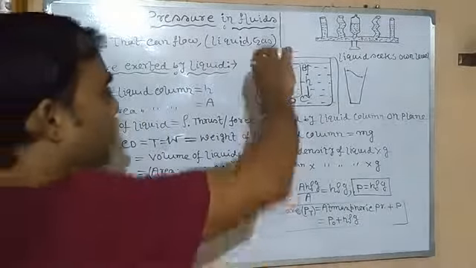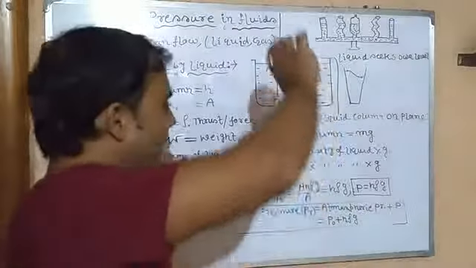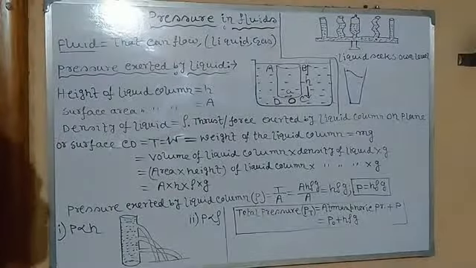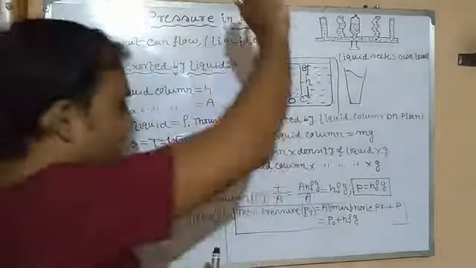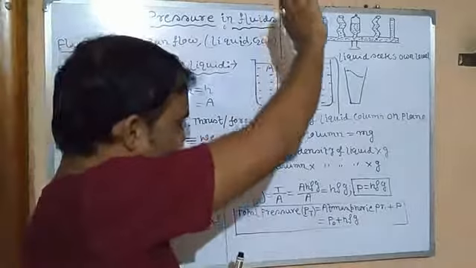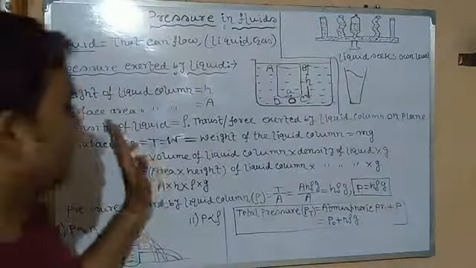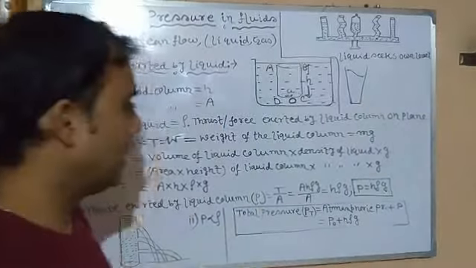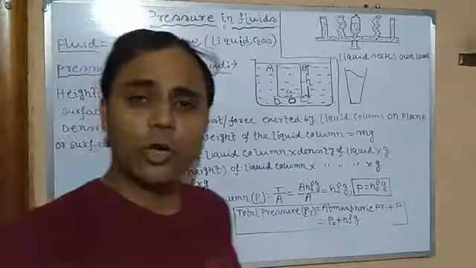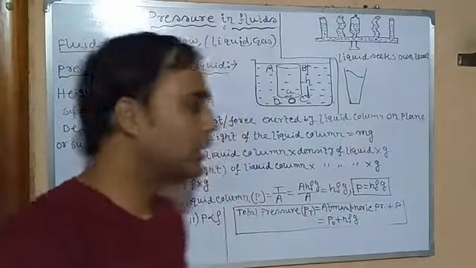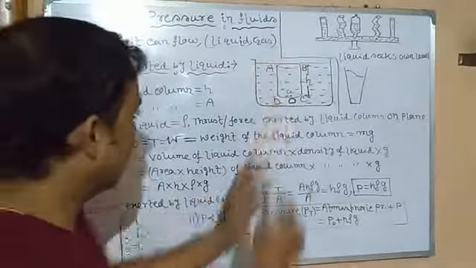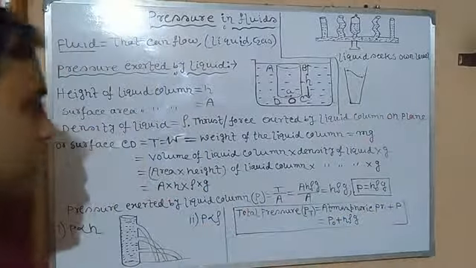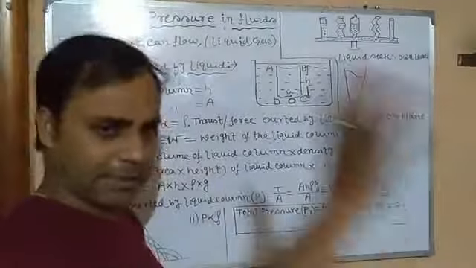So it obviously has some weight. Due to its weight, it will exert some thrust or force on the plane CD. This is called thrust, which is nothing but the weight of the liquid column, W is equal to mg. Now what is the mass? Mass is equal to volume into density, m is equal to dV. So the volume of the entire liquid column into density of the liquid into g. g is the acceleration due to gravity, which is constant at a particular place.